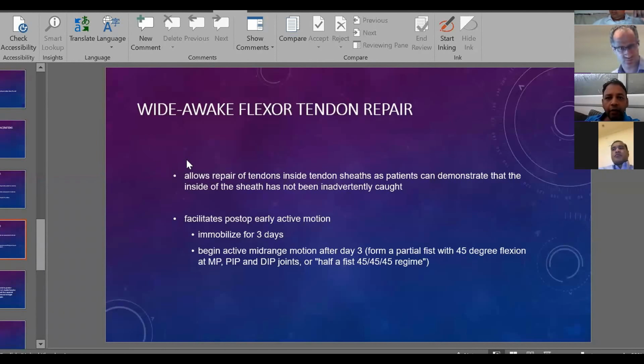And it also allows early postoperative motion. You need to immobilize these patients only for 3 days, and then you can start mid-range motion, which is half a fist, like 45, 45, 45 on all three joints.